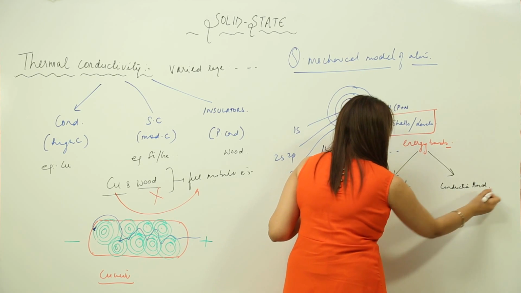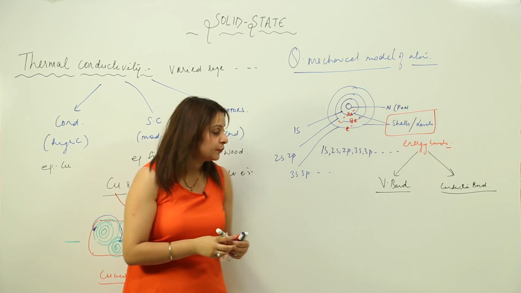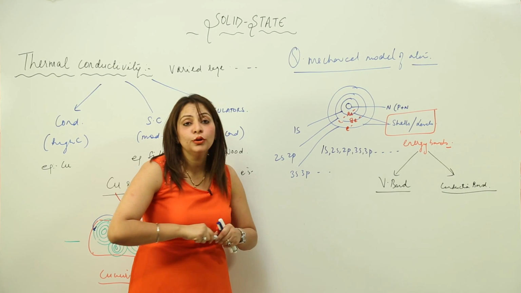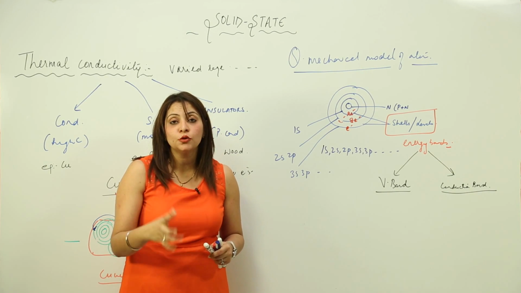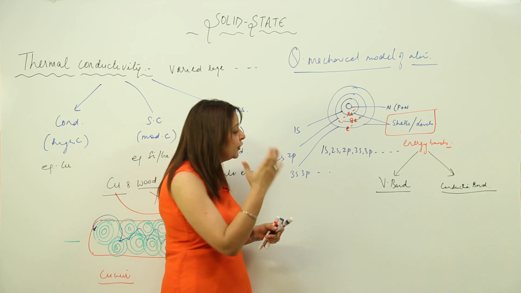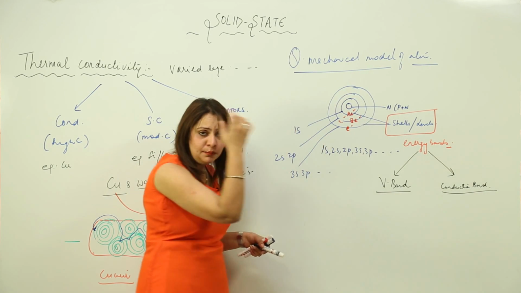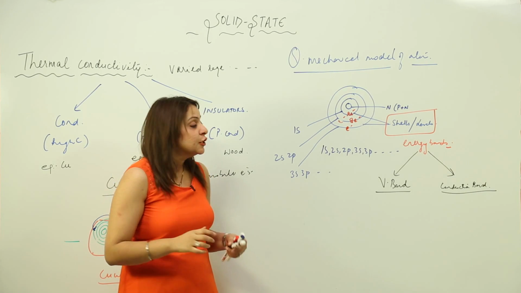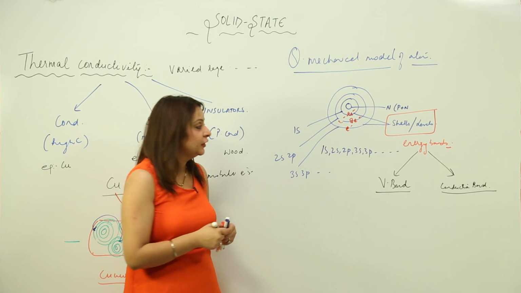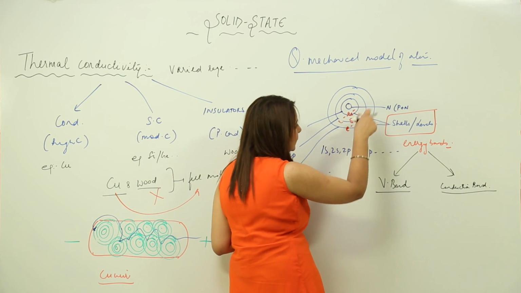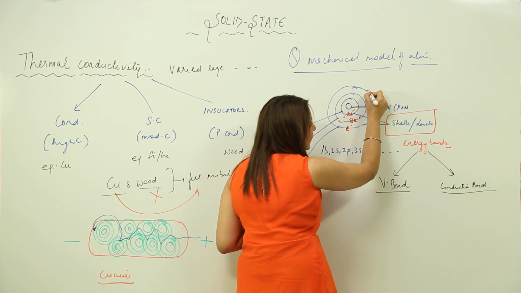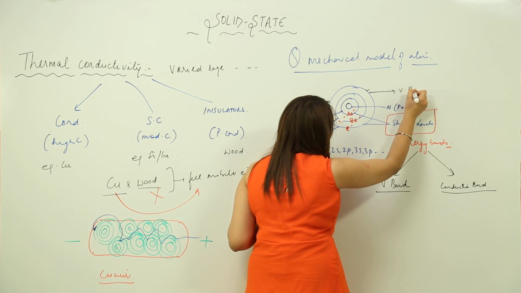One is valence band, other is conduction band. Now we just want to know what the valence band is, or what the difference between these two bands is. See, we know this is an atom, and we know the energy bands. So the last shell of an atom, which one is the last one? This one. So this is something called the valence band.